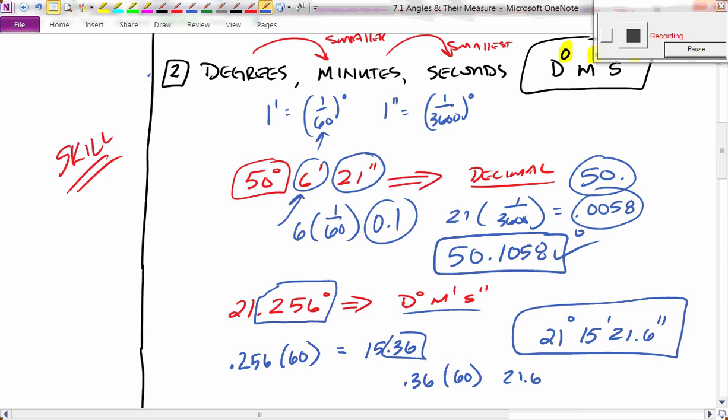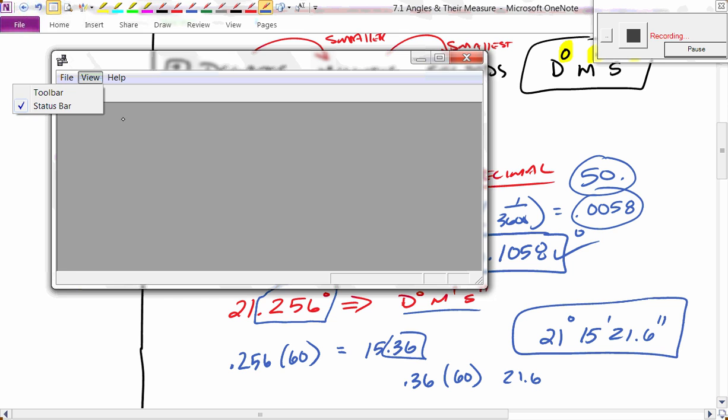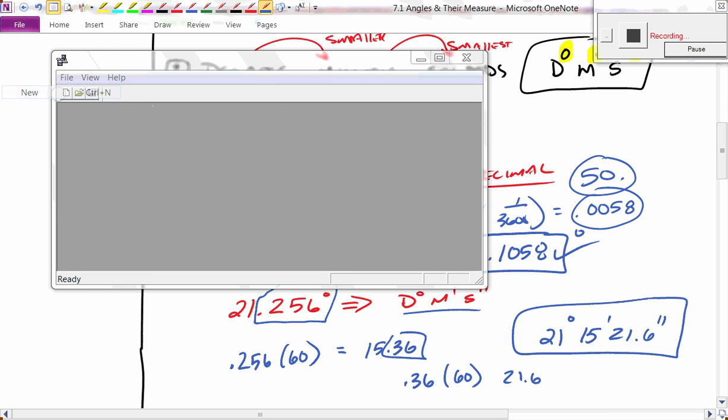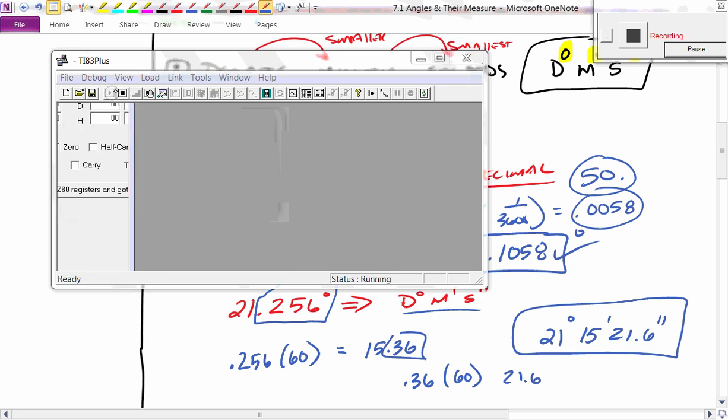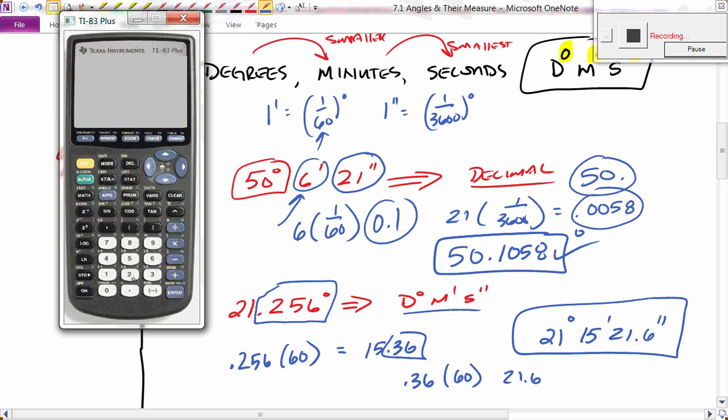Not exactly sure what they want, but let me give you a demonstration on the calculator and how we can do that second one, okay? File, new, and we'll hit OK, and we'll hit play. Okay, so I'm going to show you how to do the second one. So we're going to take 0.256, and we're going to change that into degrees, minutes, and seconds. So here's how you do it. We're going to hit second, and then we're going to hit apps.